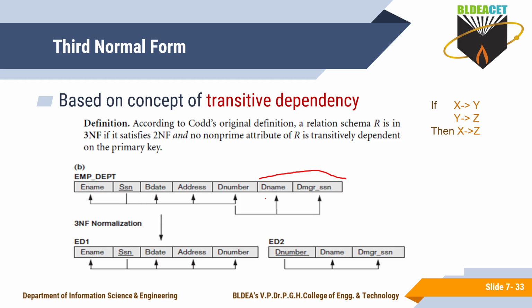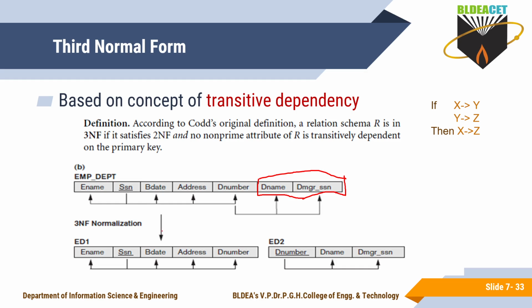Then what is the procedure you have to do? You have to check, and now you have to decompose this into new relations. Which attributes violate this? These two attributes violate your third normal form, because D name and manager SSN are not prime attributes here.